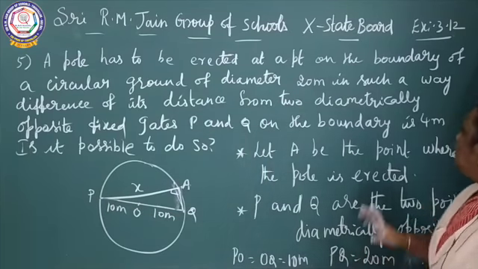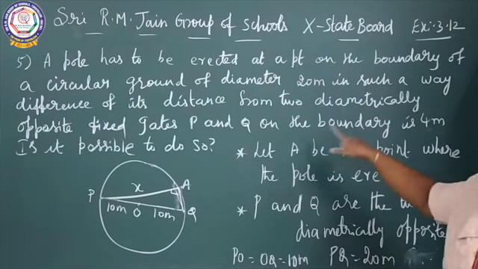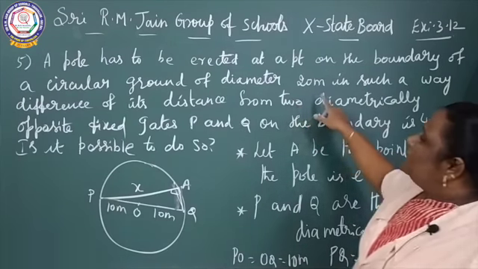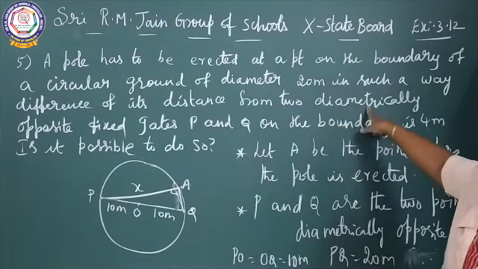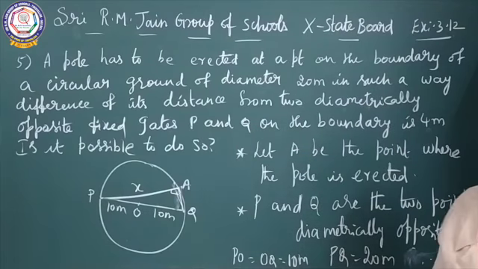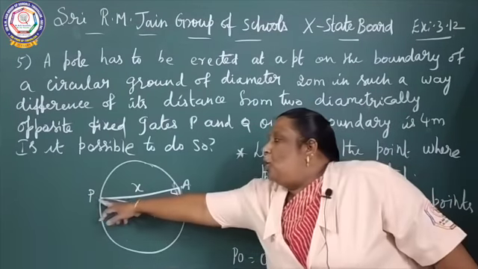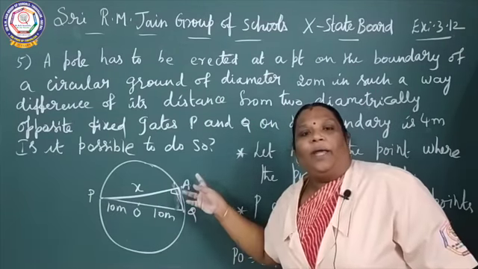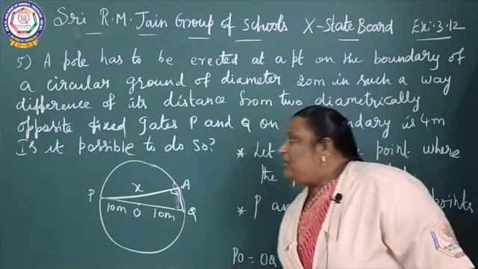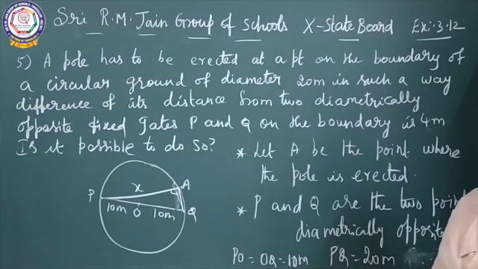is 4 meter. P and Q on the boundary, that is the difference of its distance from the two diametrically opposite fixed gates, from the erect pole. So the difference between PA and QA is what? 4 meter.